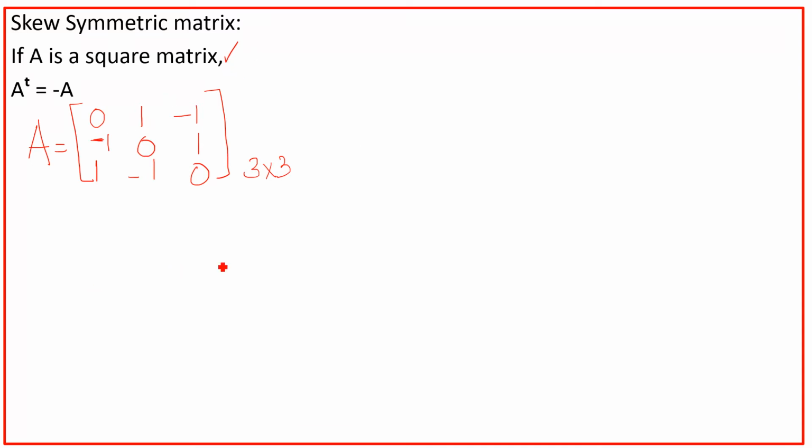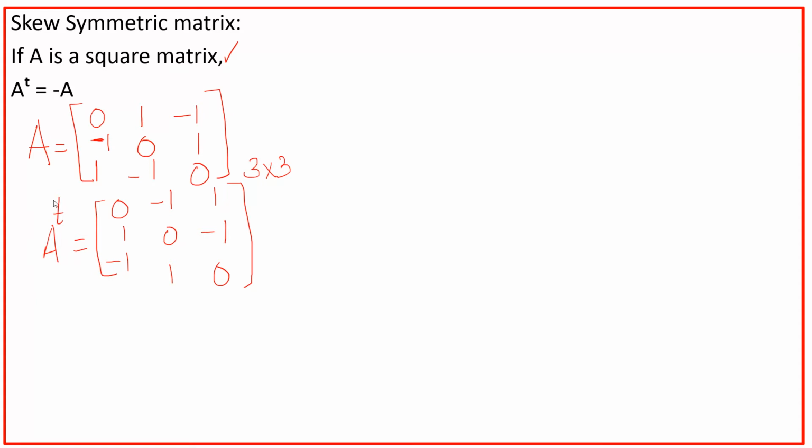Now is the second. Second is take the A transpose. I told you, convert rows into columns. So minus 1, 0, 1, 1, minus 1, 0, 0, 1, minus 1, and then minus 1, 0. Okay, so this is the A transpose.